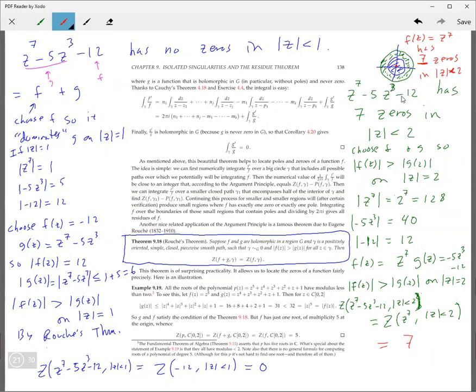So this polynomial has 7 zeros inside here. We know it has no zeros in the blue region because of this. So those 7 zeros have to be in here in the green region.